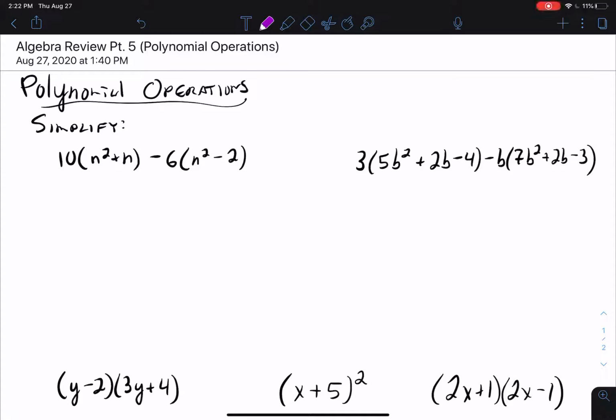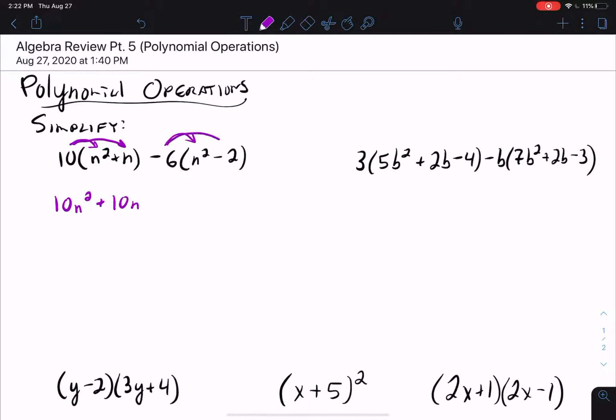Hello everyone, so in this video we'll be talking about polynomial operations, recapping those. So in order to simplify this first expression, the first thing I want to do is distributive property. So I've got 10 times n squared, that'll give me 10n squared, 10 times n, that'll give me positive 10n.